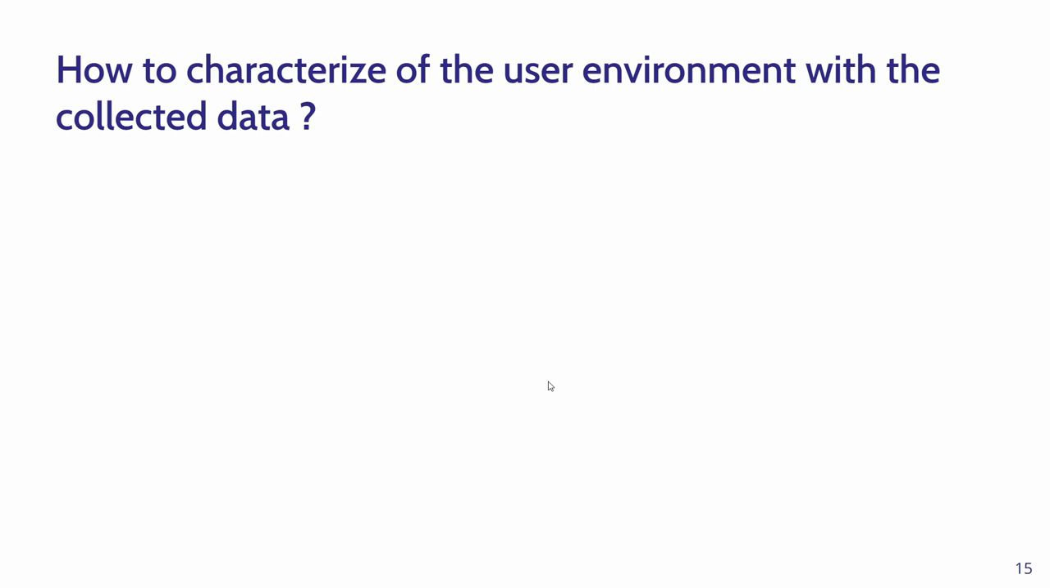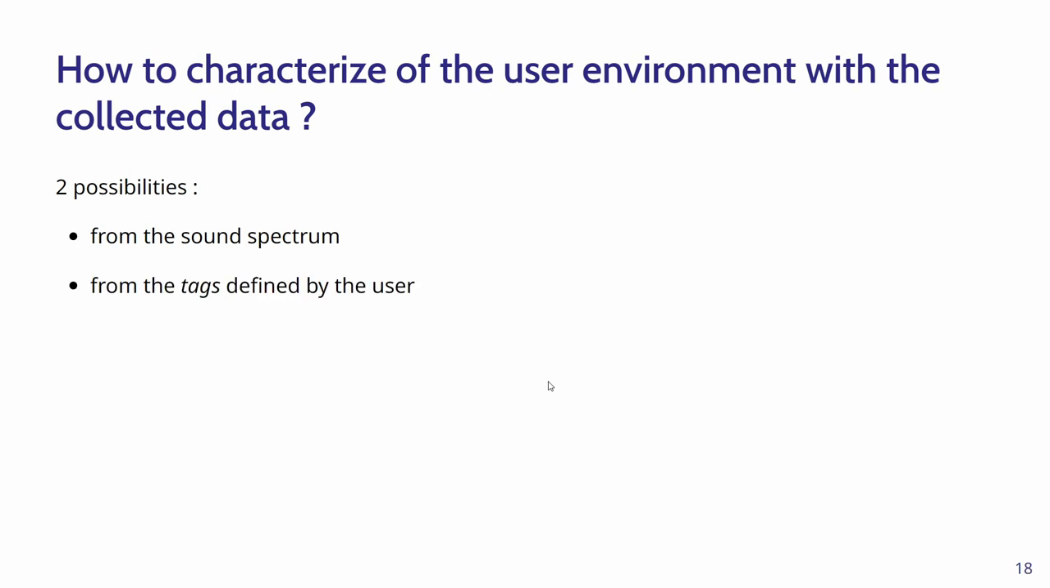So how can we characterize the user environment? We have the data, so how can we characterize the user environment at the moment of the measure? We have two possibilities. We can work with the sound spectrum, where we have large data, but it's not qualified yet, and we might have to use statistical methods, maybe machine learning. Or we can use the tags provided by users. This is quite simple: with the tags, we can use statistical software to assess them and get some insight. But on the other hand, the sound spectrum is in all measurements, while the tags are not always present.